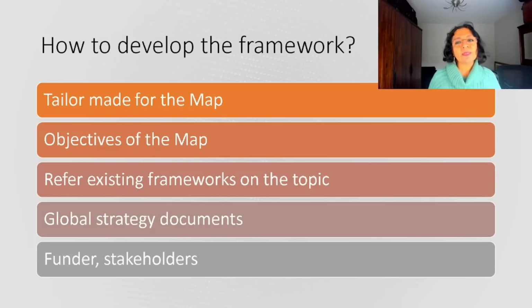So how to develop the framework? It is tailor-made for the systematic map because it is based on the systematic map question and the scope. It is derived from the objectives of the map, and you can also refer to existing frameworks on the topic, like how the intervention categories and the outcome categories are generally represented. You can also use global strategy documents to get an idea about the intervention categories and the outcomes of interest. You can also have discussions with funders and stakeholders.